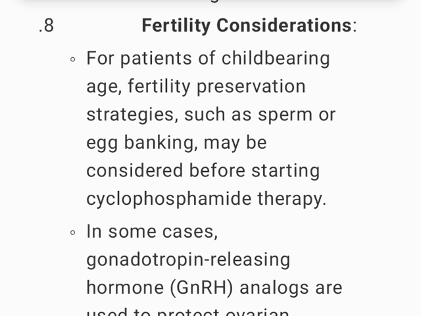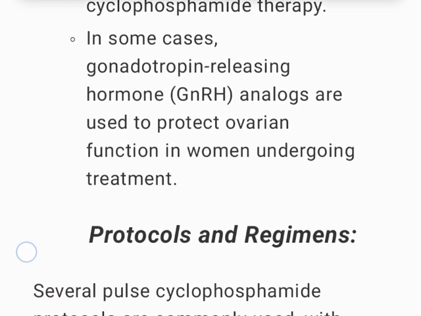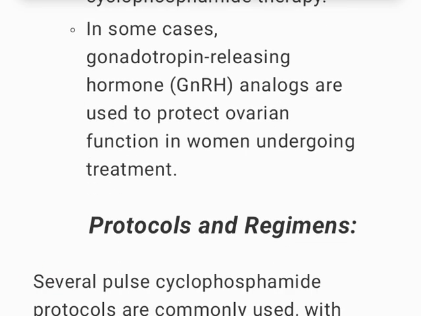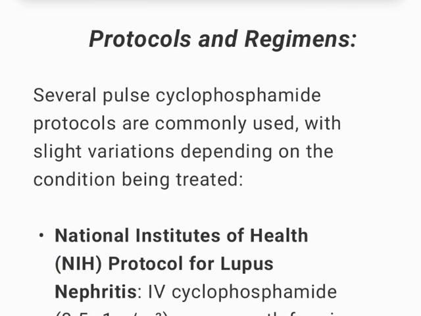8. Fertility considerations. For patients of childbearing age, fertility preservation strategies, such as sperm or egg banking, may be considered before starting cyclophosphamide therapy. In some cases, gonadotropin-releasing hormone (GnRH) analogs are used to protect ovarian function in women undergoing treatment. Protocols and regimens. Several pulse cyclophosphamide protocols are commonly used, with slight variations depending on the condition being treated.